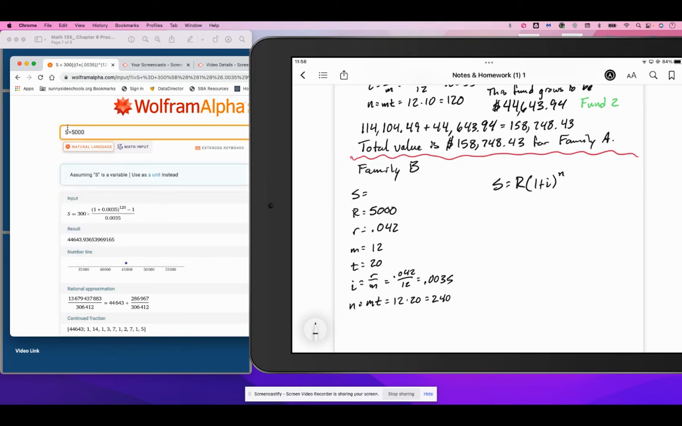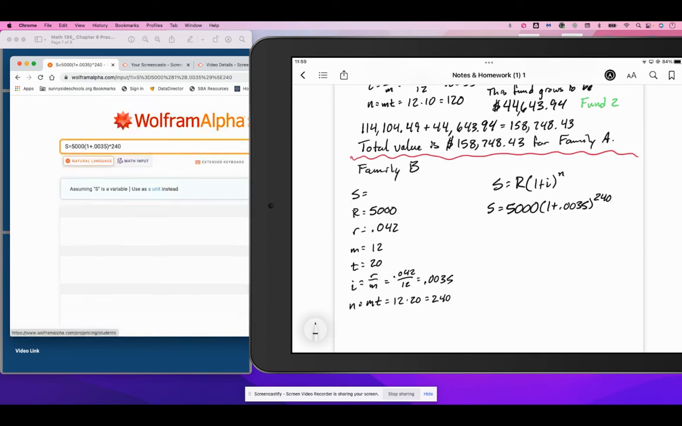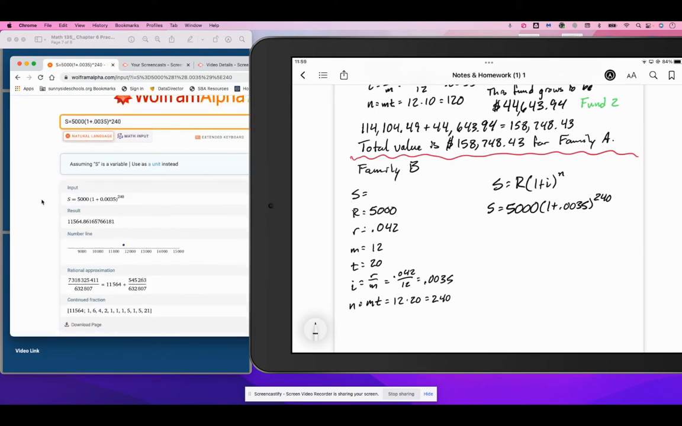$5,000 is what's going to go in there. Let's go ahead and fill it out here before I do it on the calculator. So S is 5,000 times (1 plus 0.0035) to the power of 240. I do believe that account is going to grow pretty darn good. That $5,000 over a period of 20 years is going to grow to be 11,564. Not bad. $86.